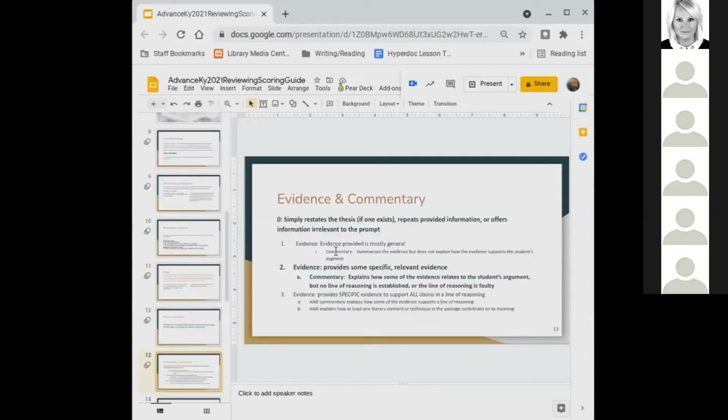All right, so let's talk about evidence and commentary. Tell me a little more about what sort of feedback you've been getting in regards to the second row, evidence and commentary. I didn't pull any samples from evidence and commentary because I knew that the second session is going to work more on this topic. So I will do my best to address for you what I can.